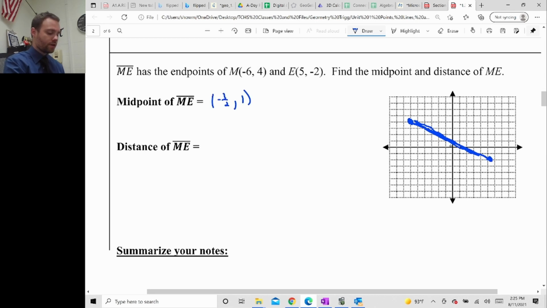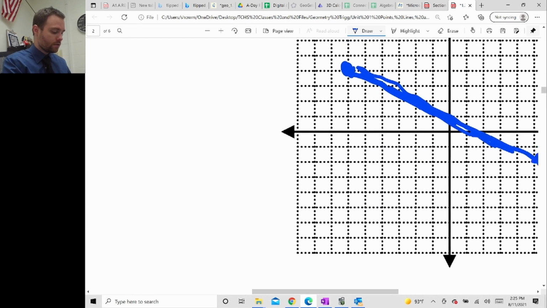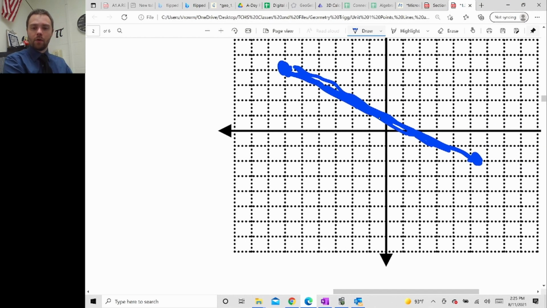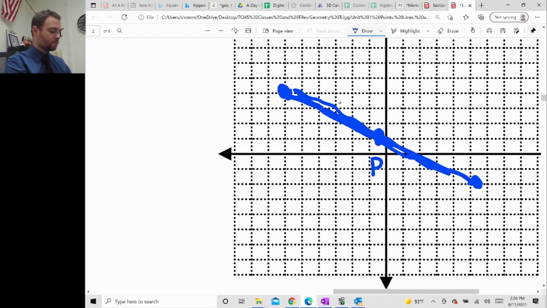So if I look over here, I want to go left. Let me zoom in here. Oop, I broke it. Okay, there we go. Left 1/2, up 1. Right about there is the midpoint. Call it M. No, I can't call it M because that's already used. We'll call it P then. P. Okay. So this segment is congruent to this segment.